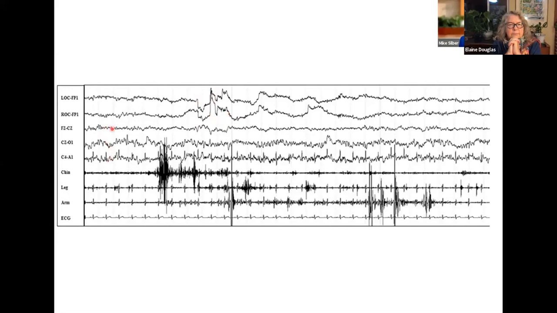The next three record the brain waves, the EEG, but I want to concentrate on the lower three here, which is recording muscle activity with electrodes on the skin over the chin muscles, leg muscles, and arm muscles. And every time you see all this black activity here, that's movement. And this is very much excessive movement. People in REM sleep may get those tiny little twitches I mentioned, but nothing like this. This is a patient with REM sleep behavior disorder.